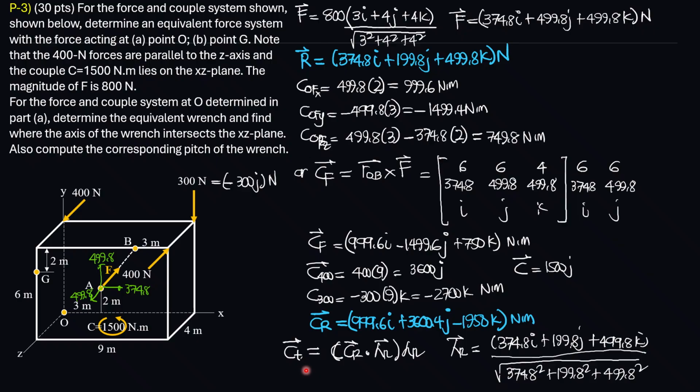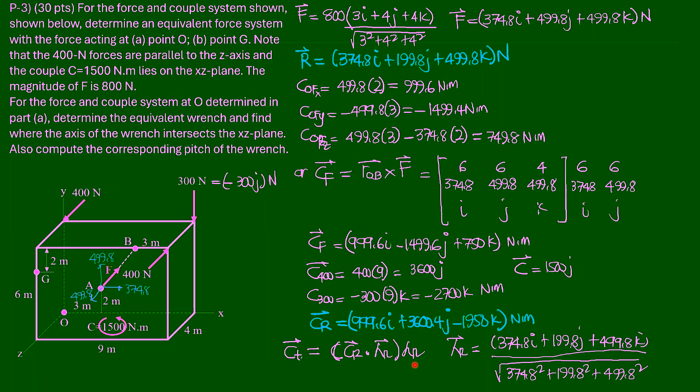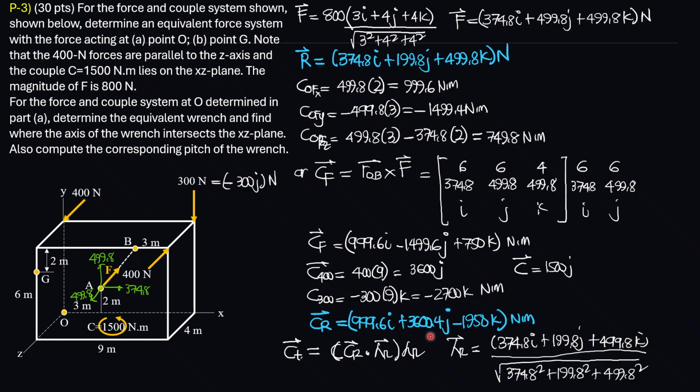We now compute the tangential component of the couple, which is the partner for this R here to constitute a wrench. So it is dotting the resultant couple with the unit vector of the resultant force, then times the unit vector of the resultant force. This is unit vector, there is an arrowhead here. So first, let's have the unit vector of the resultant force, which is the resultant force divided by its magnitude. And let's continue that on the next slide.